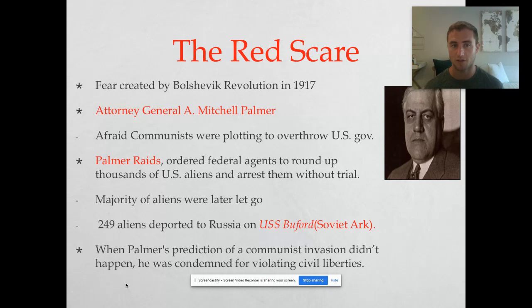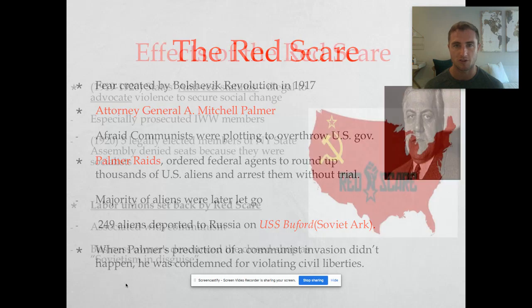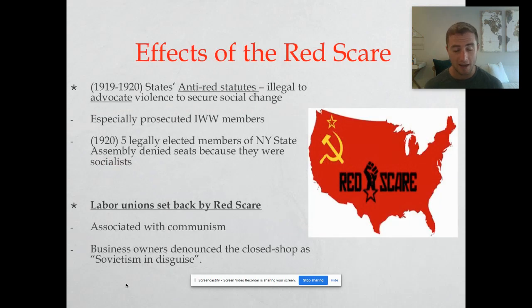Just like McCarthy, though, A. Mitchell Palmer eventually is going to lose credibility because many of these people he has accused are not, in fact, actually tied to the Communist Party. Both of our Red Scares start with this era of paranoia and then start to die out as people start to get saner heads. But in the beginning, things are crazy.